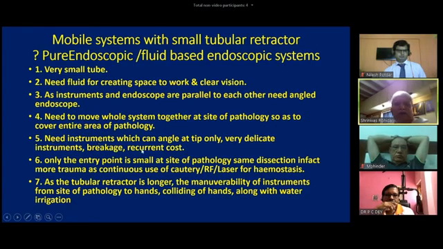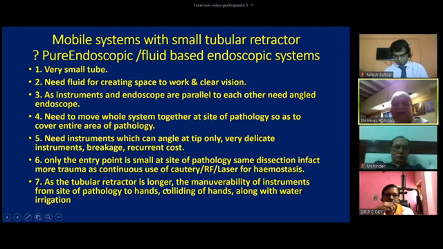They need instruments which can angle at the tip only. That's why the instruments are very delicate instruments. Breakage and recurrent cost is there. Only the entry point is small. At the site of the pathology, the same amount of dissection, in fact more trauma, as continuous use of the cautery and RF is there for the hemostasis, because they have to do the hemostasis, they have to use the water to keep the operative area clean.